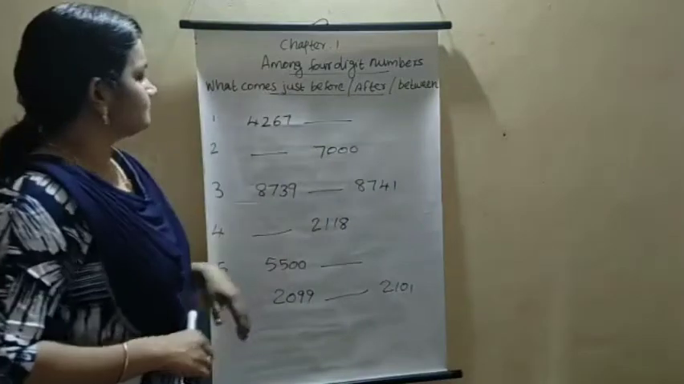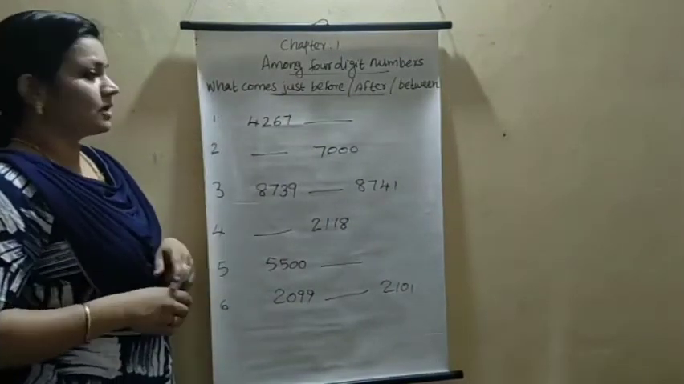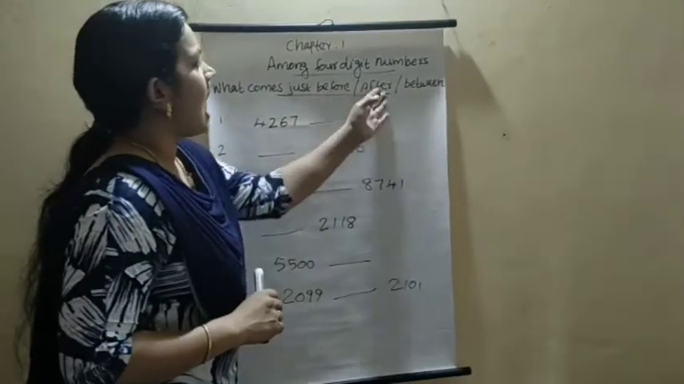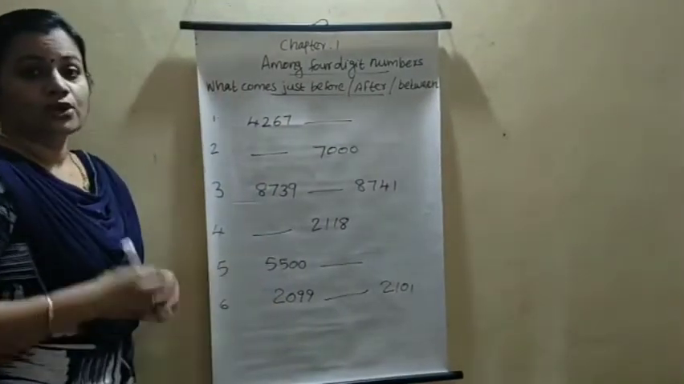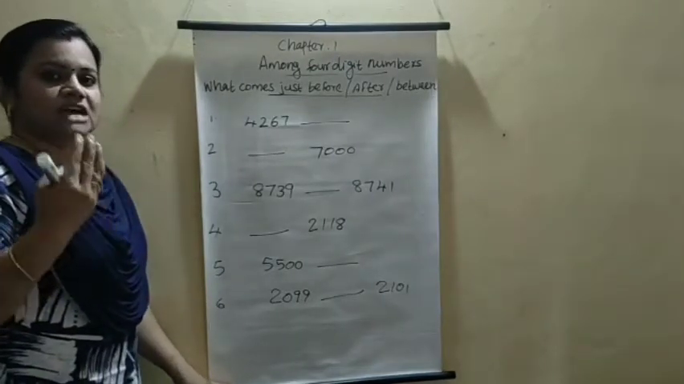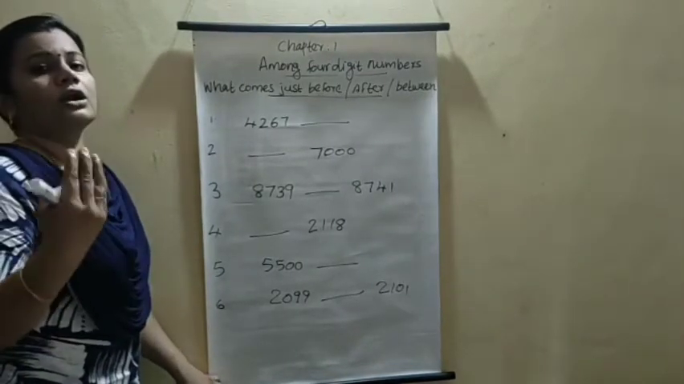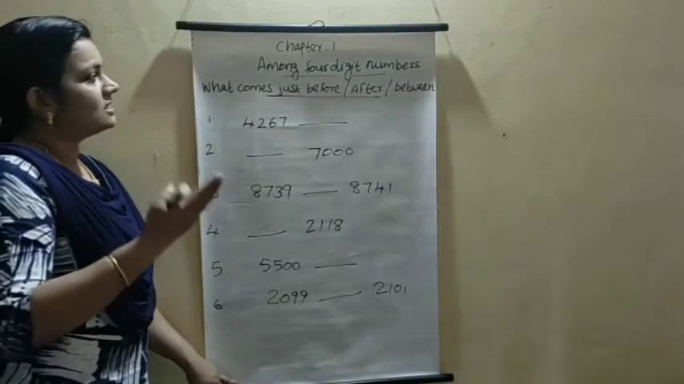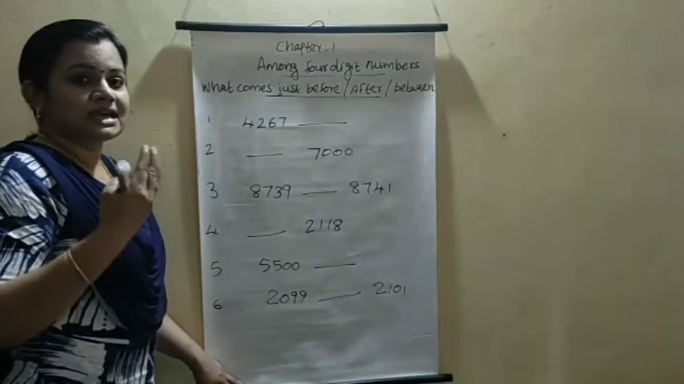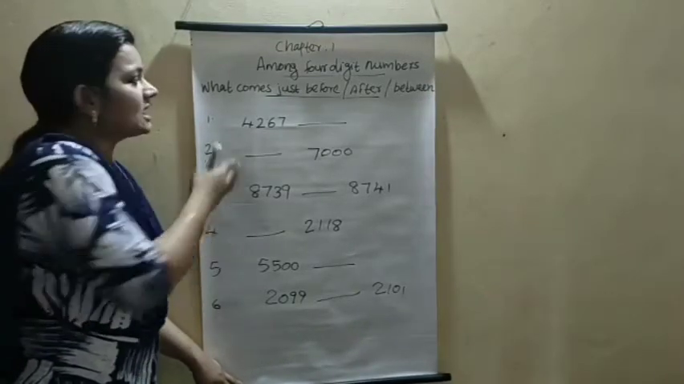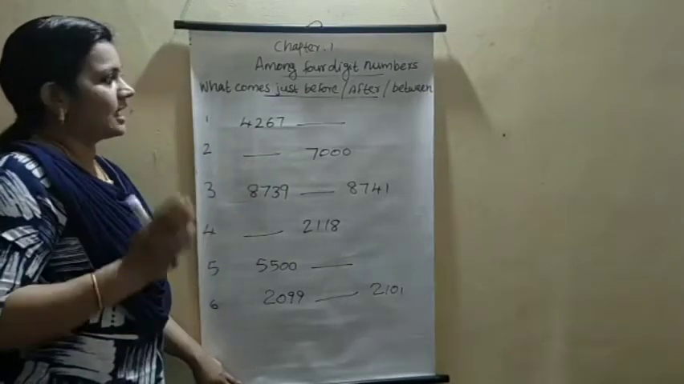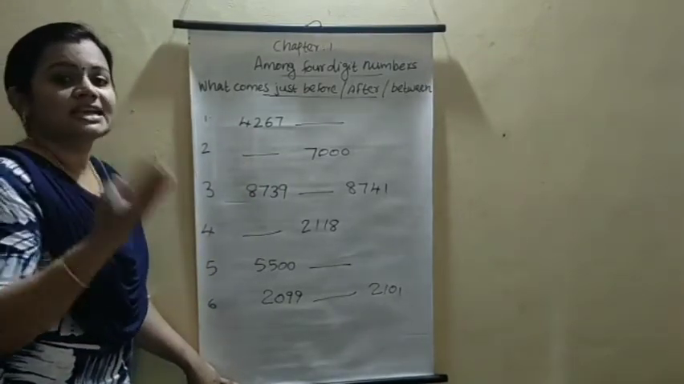What's the topic now? What comes just before, after and between? To find the number, we look at which numbers come just after, between or before. Before means you write the number that comes just before the given number. After means you write the next number.